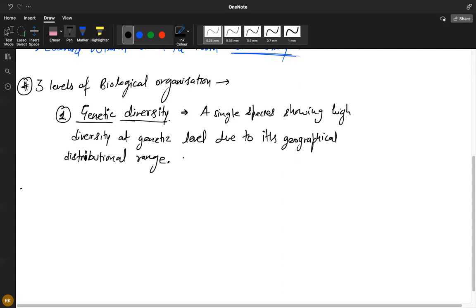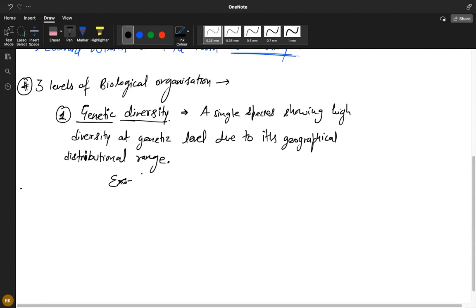You can give examples of plants like mango. You know about different varieties of mango. They are all the same species, for example Mangifera indica, grown in different geographical distributions. They have different kinds of fruits. The fruit tastes different, the color is different, even the size of the mango plant is different, the canopy is different, etc.